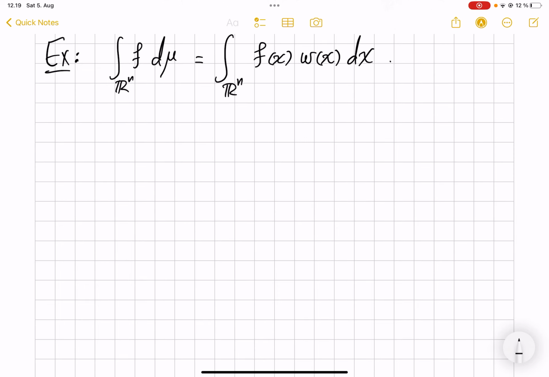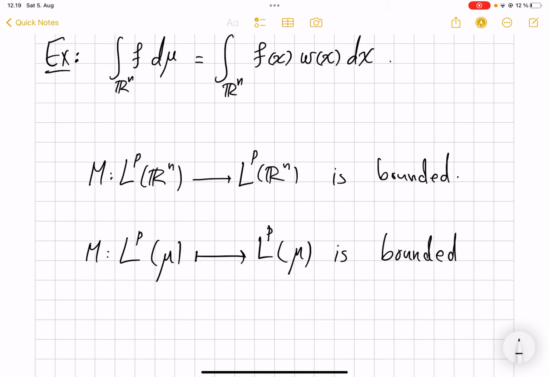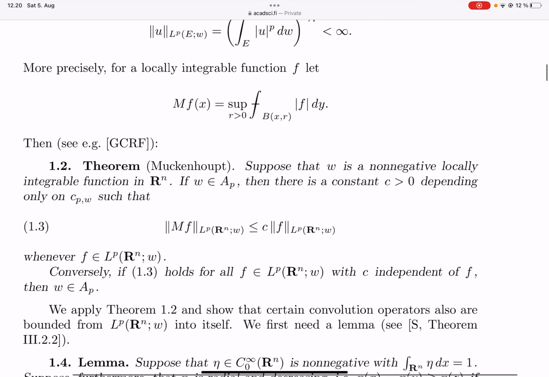So previously we have seen that the maximal function is bounded from L^p of R^n to L^p of R^n. So this is in Lebesgue measure. But now, the question that Muckenhoupt asked was, when is this maximal function, as it is defined, no modification there, bounded with respect to the new measure? And the answer is that this is bounded if and only if omega is in A_p. So that is the theorem of Muckenhoupt giving the name to these weights.